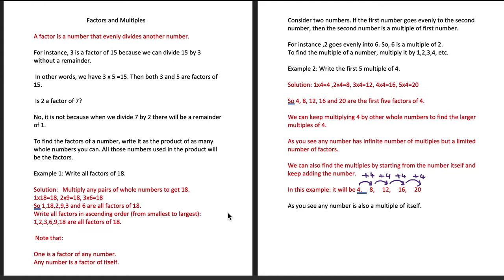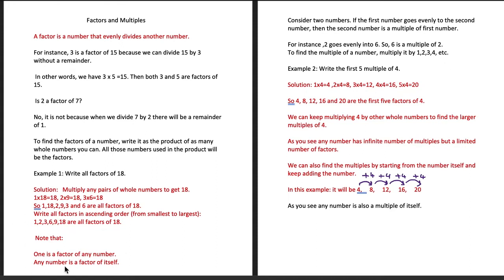So now all these numbers we have used here, 1, 18, 2, 9, 3 and 6, are going to be factors. So 1, 18, 2, 9, 3, and 6 all are factors of 18. The only thing is we have to write them in ascending order, from smallest to largest. So that becomes 1, 2, 3, 6, 9, and 18.